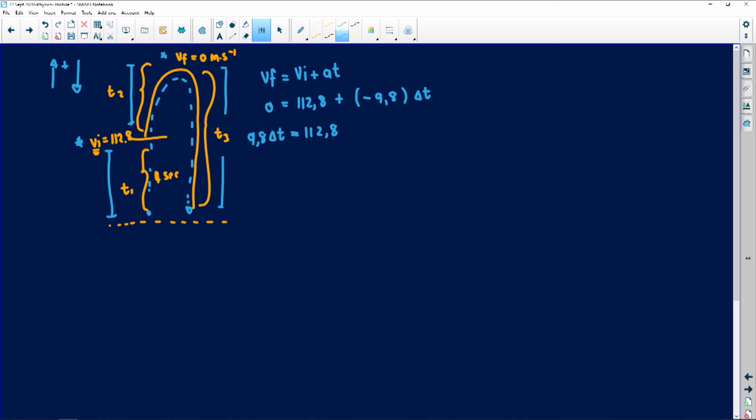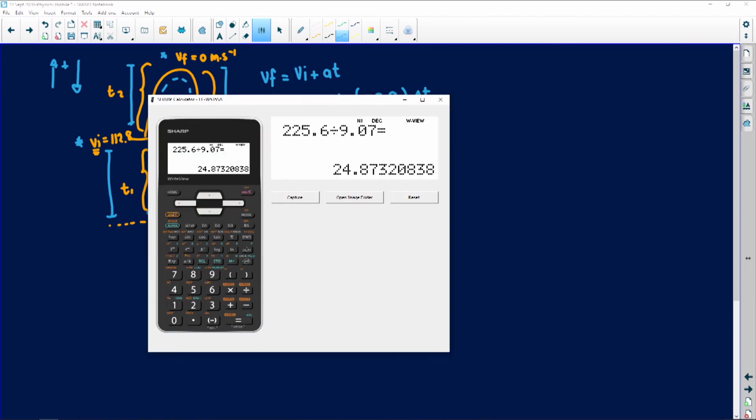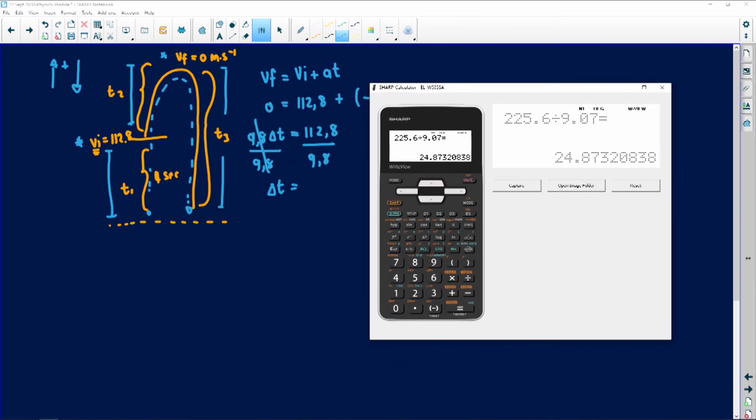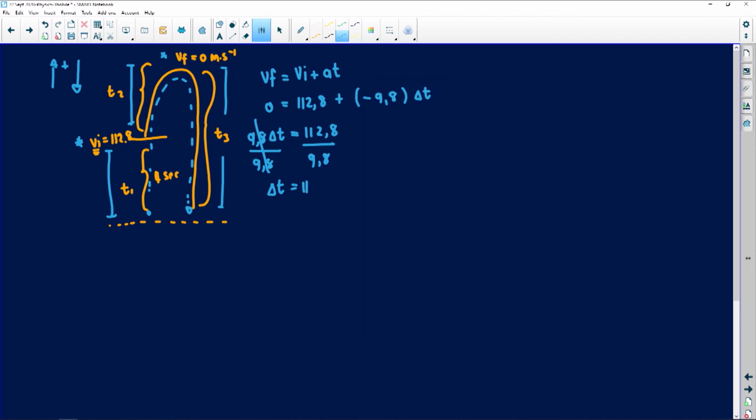I'm looking for my change in time alone. Divide both sides by 9.8. This and this will cancel, and I'm going to be left with my delta t. I'm going to put it exactly as it is in my calculator. Let's see what I get there. I've got 112.8, divide that by 9.8. See what time I get. So I get 11.51 to 2 decimal places. The SI unit for time is seconds.